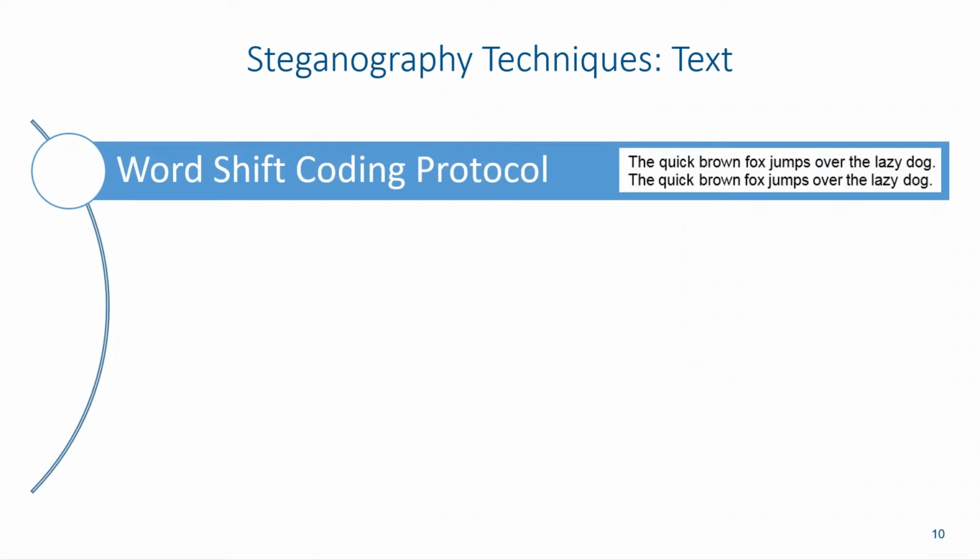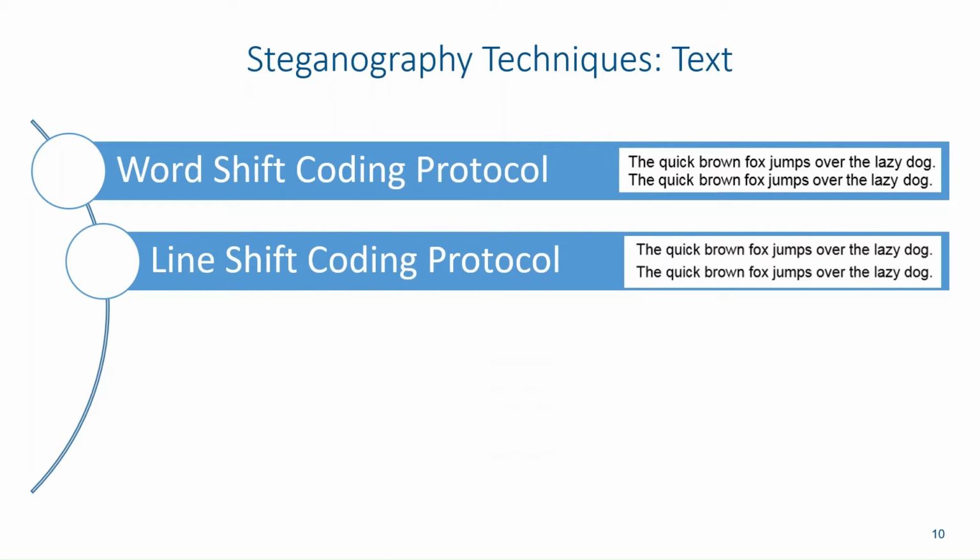So the first technique is using text. There are various different ways to embed or hide information using text. The first one is the word shift coding protocol. Basically, as you can see here, there is a little bit more space between the words in the first line and the second line. So by adding additional spacing, we're able to hide our information inside of this without anyone being able to notice the difference.